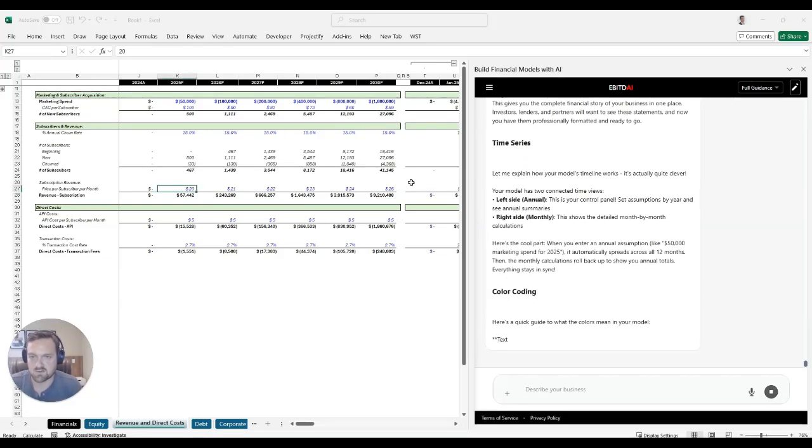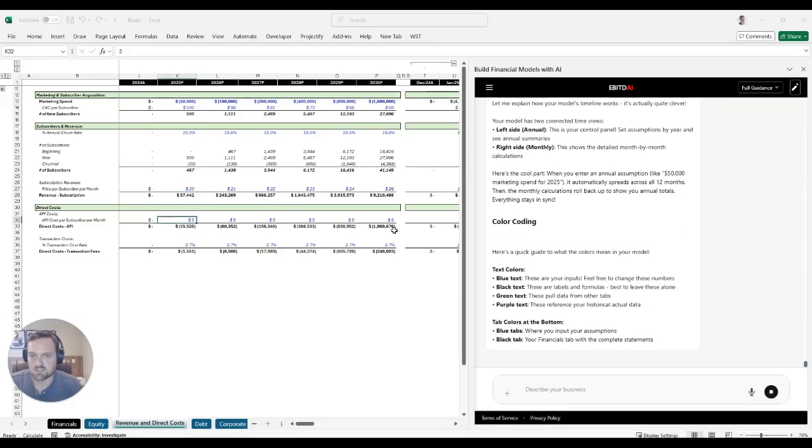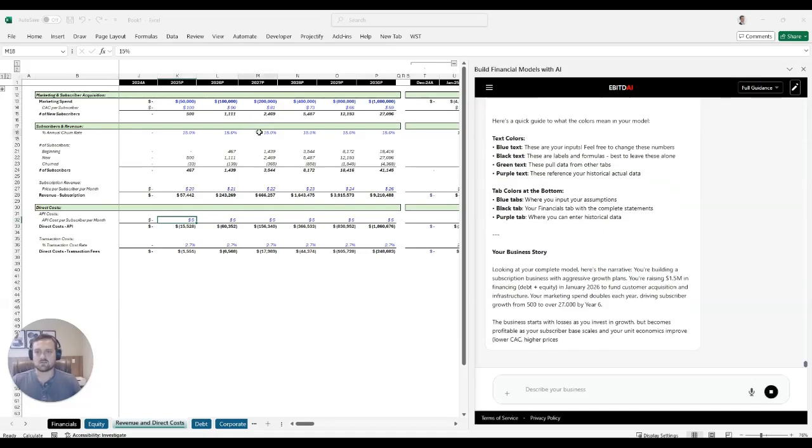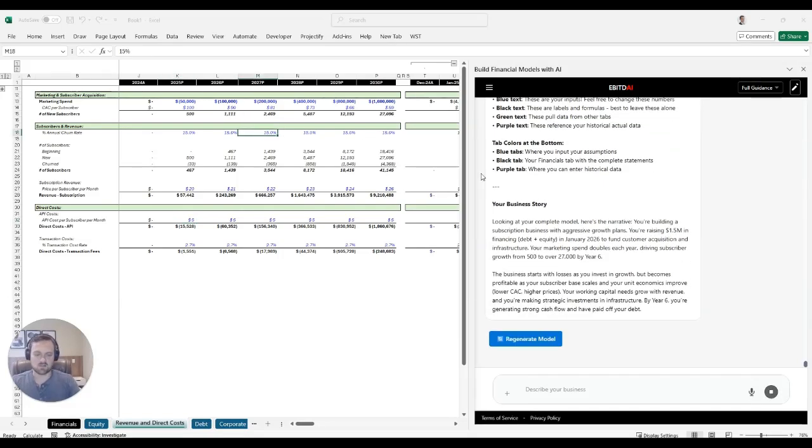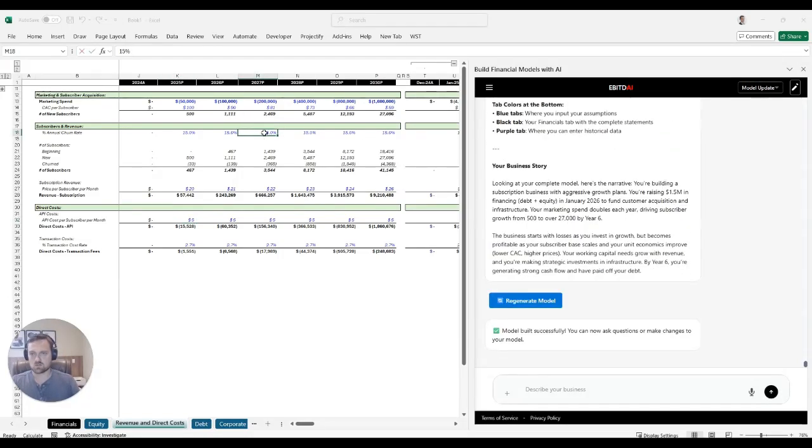You can see the price increasing over time, API costs staying flat, and all of this is completely dynamic. So you can come in here and say, actually, churn is going to be 20% after 2027, or actually CAC is going to drop by more than that. Let's say it drops to $50. And you can see in real time how that impacts revenue. Revenue has already increased to $11 million.